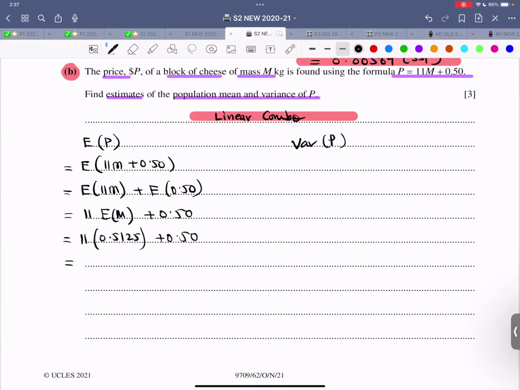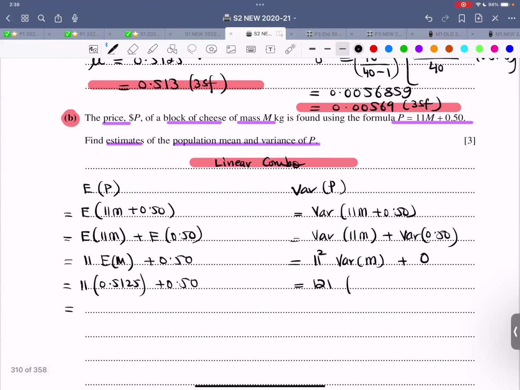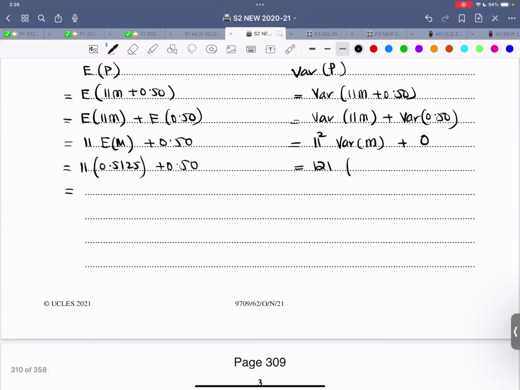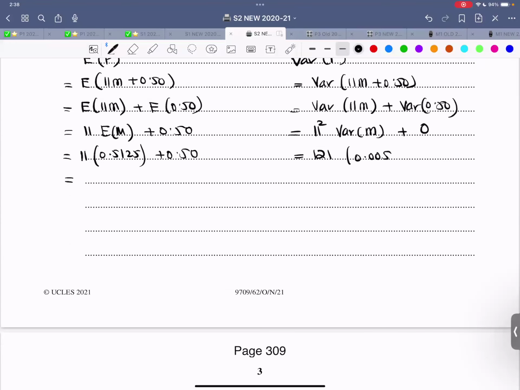Similarly, the variance of P is equal to the variance of 11m plus 0.50. That is the variance of 11m plus the variance of 0.50. The variance of 11m is 11 squared times the variance of m, and this thing is 0. That is 121 times the variance of m, which is 0.0056859. And I'll be writing down the answer for this. So the first answer is this thing, 6.1375.